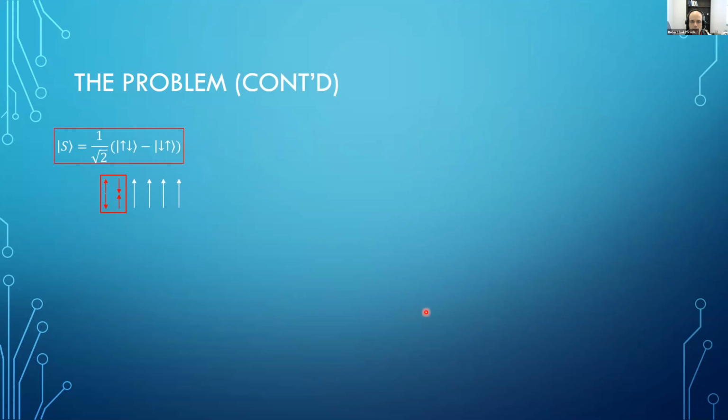The second scenario we consider is one in which we prepare the leftmost two spins in a singlet state. So now they're entangled with each other.